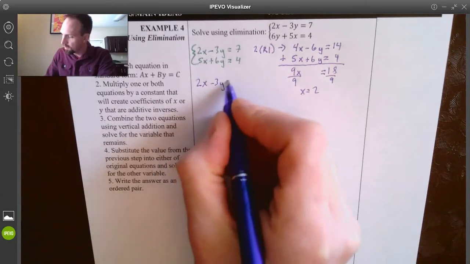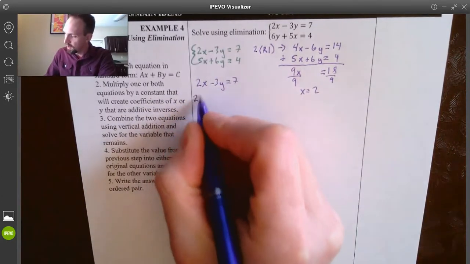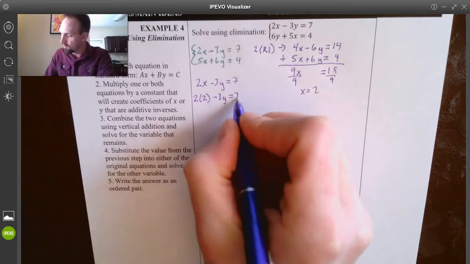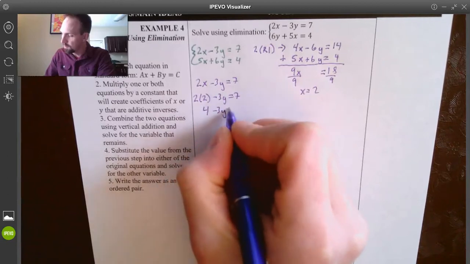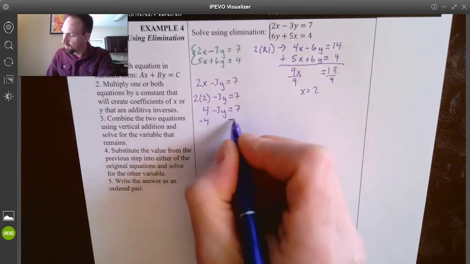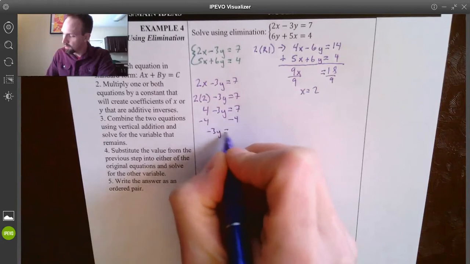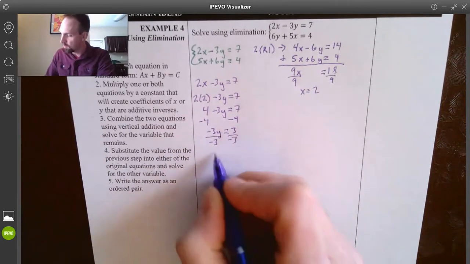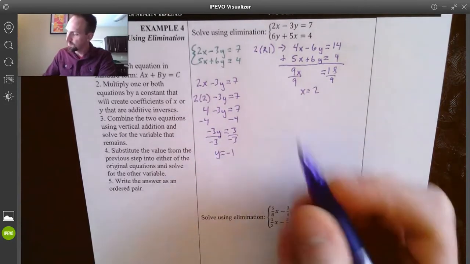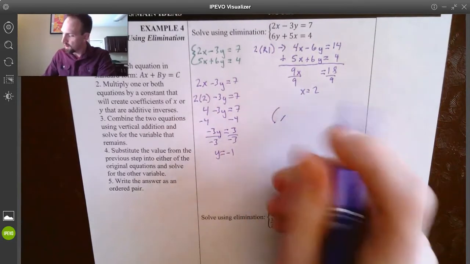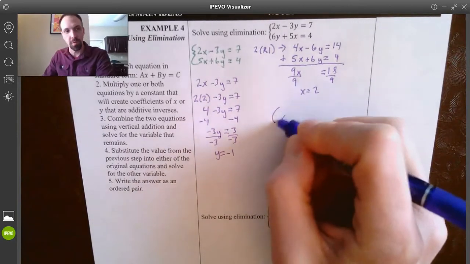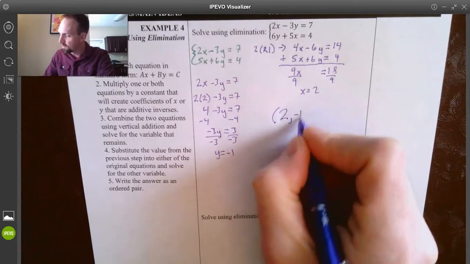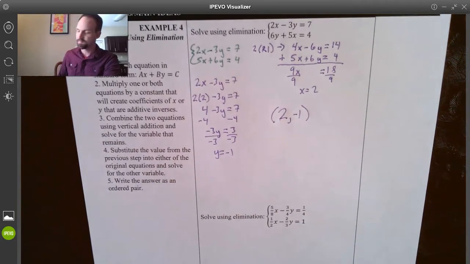2x minus 3y equals 7, plugging in 2 for x, so I have 2 times 2 minus 3y equals 7, 2 times 2 is 4. Subtract 4 on both sides, get negative 3y equals 3. Divide by negative 3, I get y equals negative 1. So the ordered pair here, I was going to write the ordered pair x comma y. It is, but the value, the solution, is 2 comma negative 1.